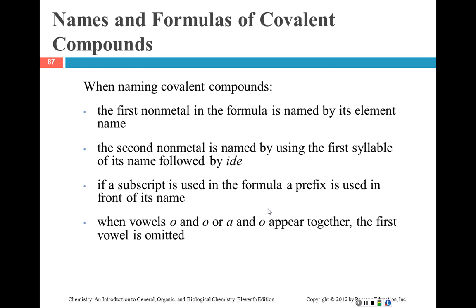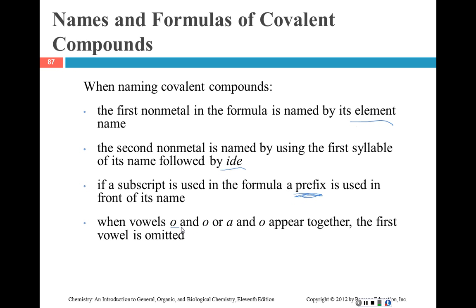When you name covalent compounds, you have the first nonmetal in the formula. You name it by its element name. The second nonmetal is sort of like we did with those ionic compounds. You use the first syllable followed by the "ide." If you have a subscript in the formula, then you use a prefix this time in order to tell someone how many of each of those nonmetals there are in the formula.